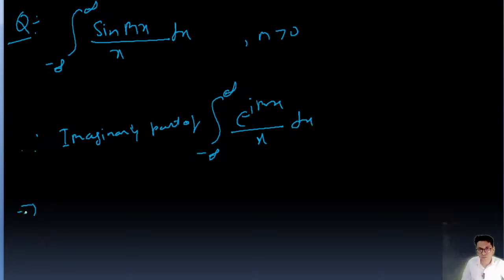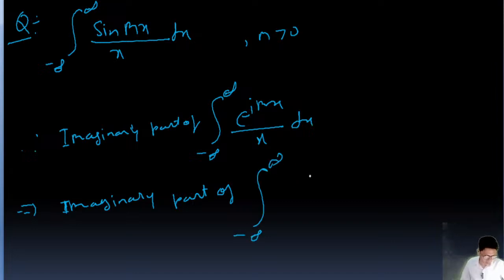So this means the imaginary part of this integration from minus infinity to plus infinity of e to the power iota mz upon z dz, we can write, equal to I. So here the function f(z) is going to be e to the power i mz upon z, right?